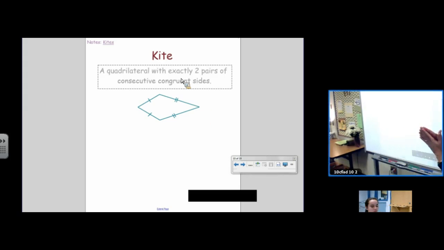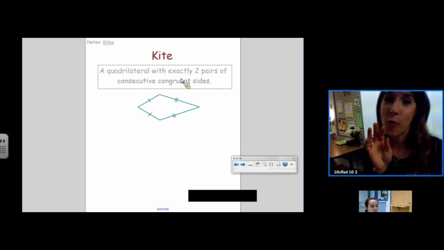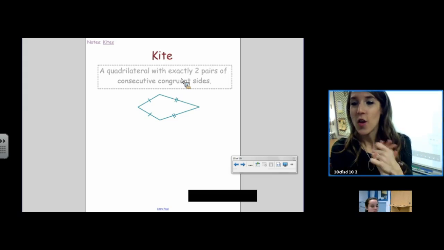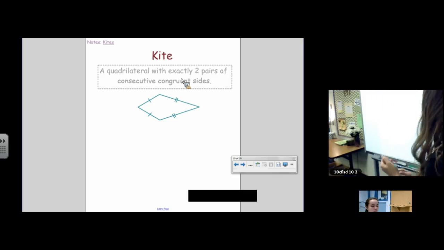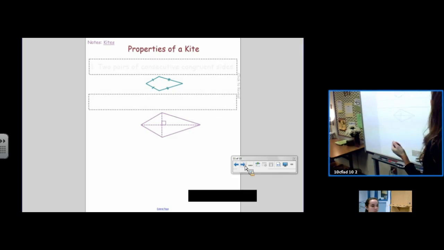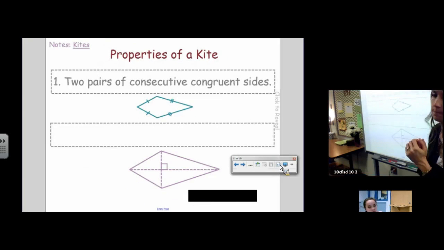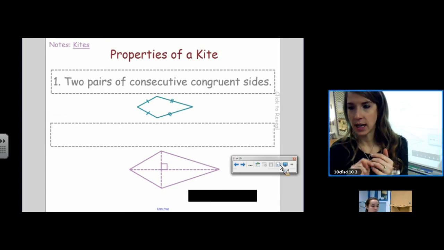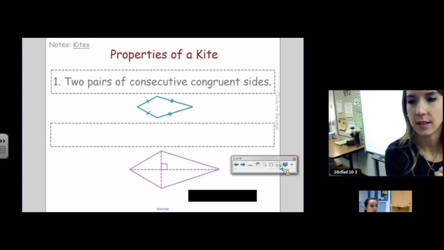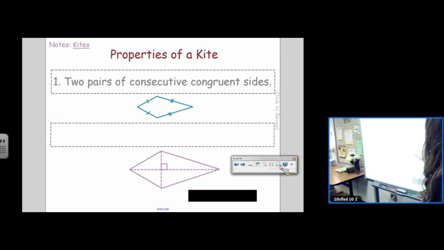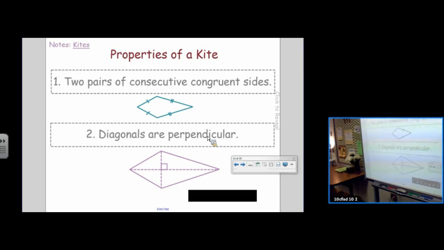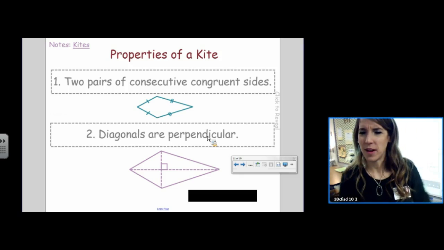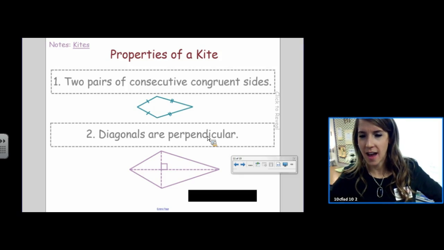The definition of a kite, don't write this down yet. It is a quadrilateral, so it's a 4-sided figure with exactly 2 pairs of consecutive congruent sides. The definition is always property number 1. Property number 1, 2 pairs of consecutive congruent sides. Next property, diagonals are perpendicular. Hey, the kite stole that property from someone. What other shape has perpendicular diagonals?